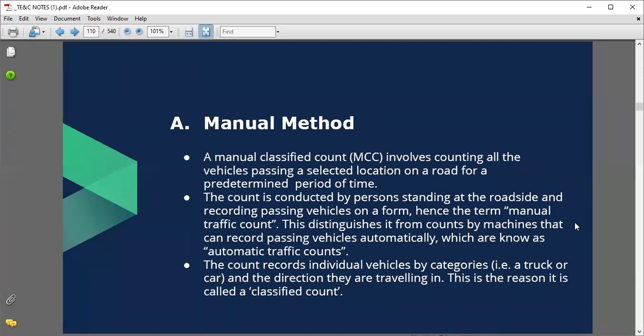A manual classified count involves counting all the vehicles passing a selected location on a road for a predetermined period of time. So, predetermined time. Already we have decided that within this time only we have to go for this traffic survey. The count is conducted by a person standing at the roadside and recording passing vehicles on a form, hence the term manual traffic count.